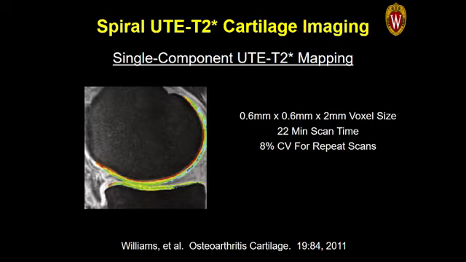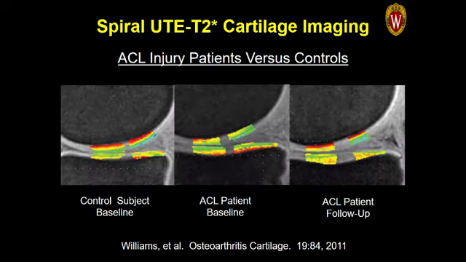Dr. Constance Chu's group from Stanford used a spiral K-space trajectory in order to accelerate an ultra-short echo time T2 star sequence for single component T2 star mapping of articular cartilage. Using this technique, they were able to acquire 0.6 millimeter by 0.6 millimeter by 2 millimeter voxel size T2 star maps of the knee joint in a 22-minute scan time. And Dr. Chu's group performed many nice studies using this sequence, including one in which they followed patients with anterior cruciate ligament injury over time.